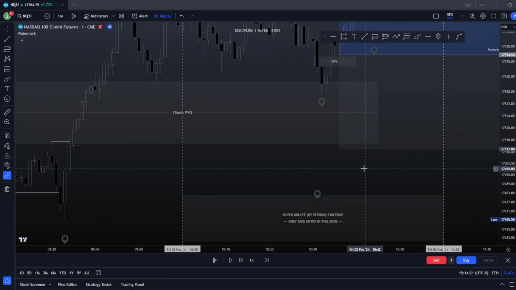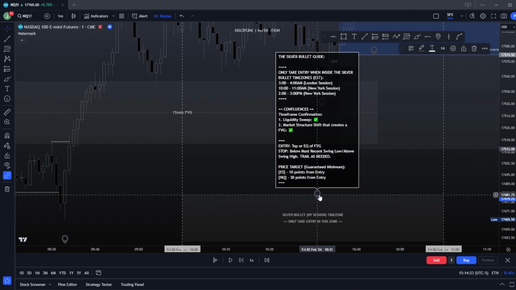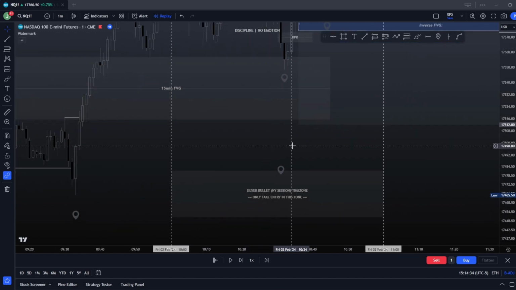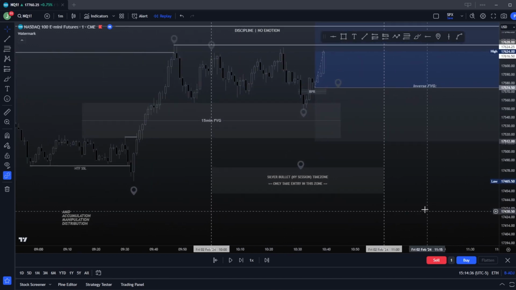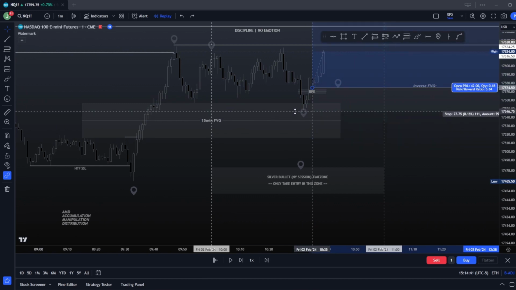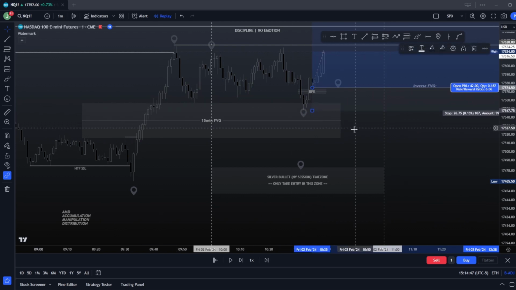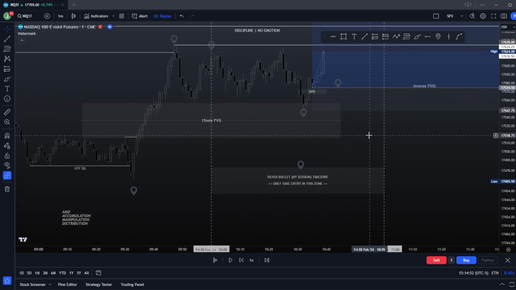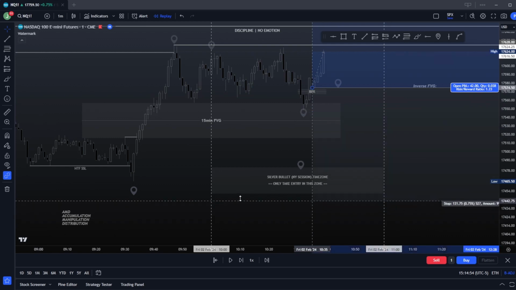But you don't want to go too far down, because according to the rules and the guidelines of the silver bullet model, your stop should be below the most recent swing low or above the swing high. I'm not going to put it right under here where we just reacted off of, because as of right now that's a lower time frame swing, so it's a lot more risky. And a higher time frame swing is way out here.